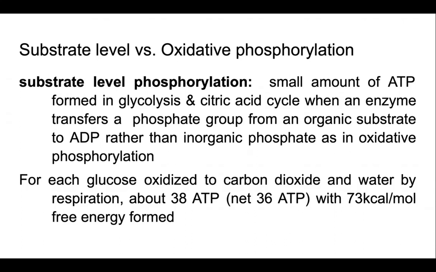So for each glucose that's going to get oxidized to carbon dioxide and water by respiration, we're going to make about 38 ATP. It's a net gain of 36 ATP with 73 kilocalories per mole of free energy formed. So we say a net gain of 36 ATP because we do have to invest a couple to get this process started.